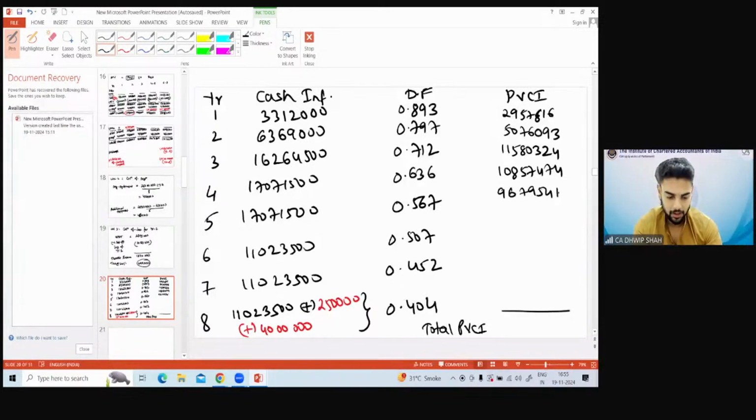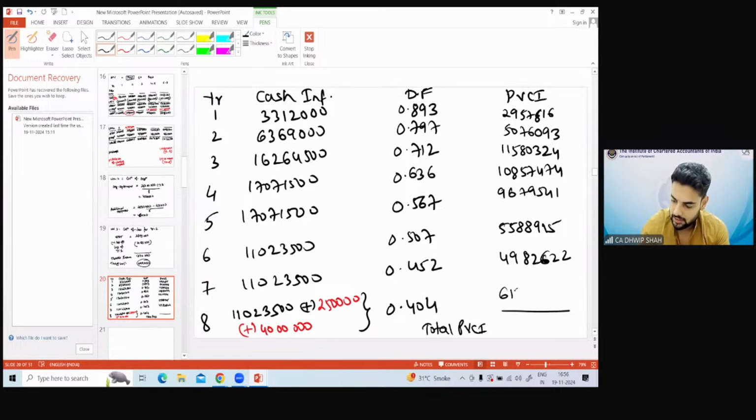110,23,500 multiply by 0.507, 55,88,915. Then 110,23,500 multiply by 0.452, 49,82,622. And for year 8 it is 110,23,500 plus 42,50,000 multiply by 0.404, which gives the present value of individual cash inflows of individual years, correct?